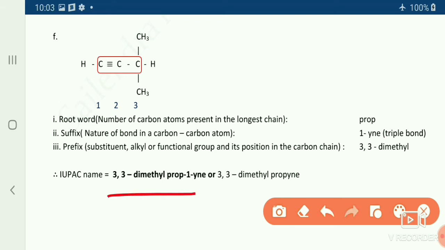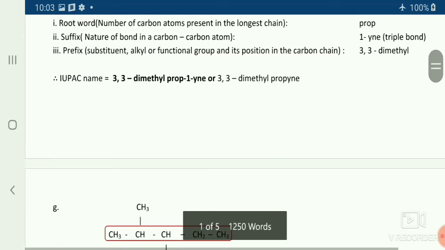So our name is going to be 3,3-dimethyl prop-1-yne. Clear? Dimethyl prop-1-yne. Or since 1 is there, sometimes you can just write 3,3-dimethyl propyne only. Prop-1-yne is actually the correct one, but you can go with propyne only also. Okay, let's go with the next one.